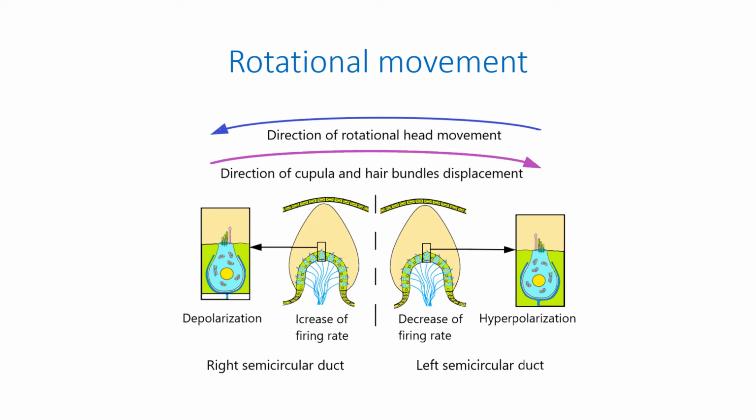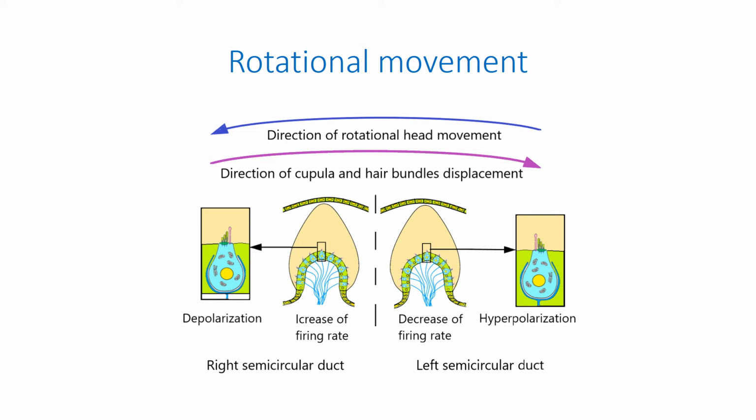In the case of rotational movement of the head in the plane of the corresponding semicircular duct, its walls move, but the endolymph lags behind due to inertia. It causes displacement of the cupula in the direction opposite to the direction of rotation and deflection of the hair bundle. If a constant speed of rotation is achieved, the endolymph moves at the same speed as the walls of the semicircular duct, and the cupula returns to its original position.